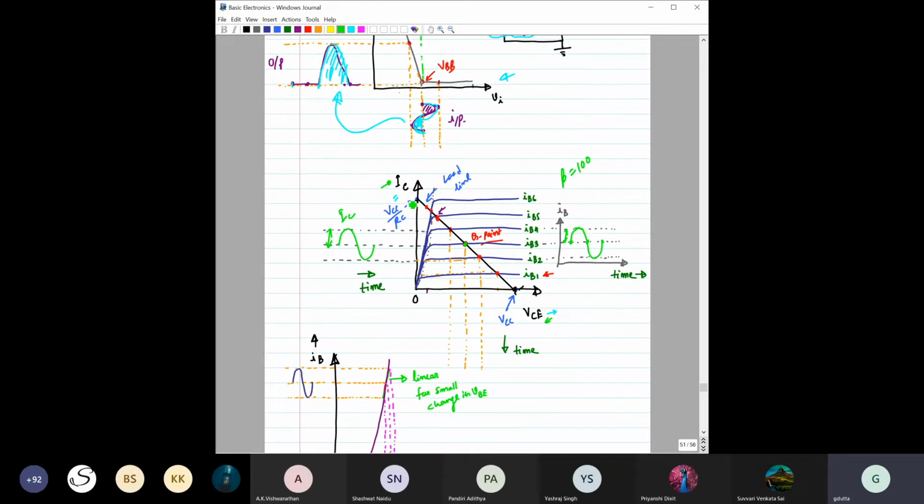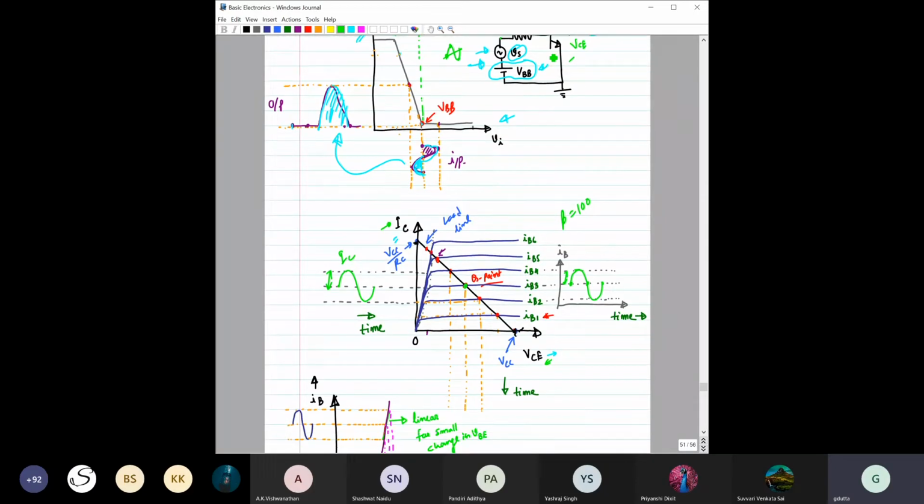Now see how that is being reflected in the output, VCE. For that, if you see from here, this IC is changing like this, right? This is the type of graphical plotting. If you take a reflection from here and plot it from here, then for this point the reflection is here. This is time t equal to 0, and here also is time t equal to 0, and the time is increasing in this direction, right?